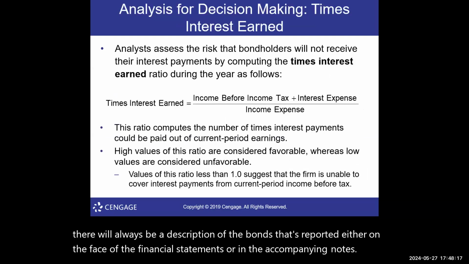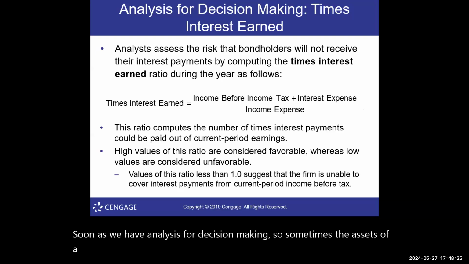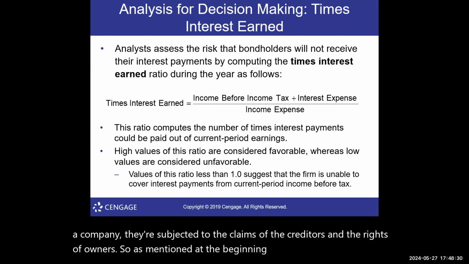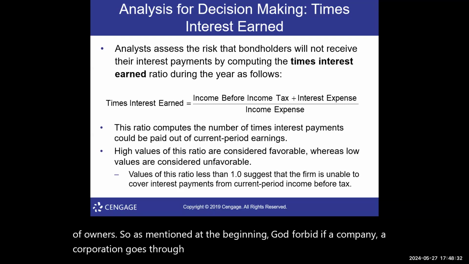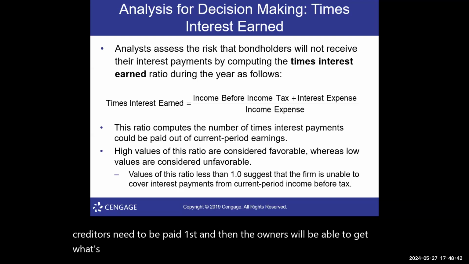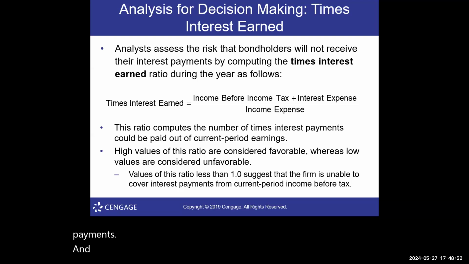So next we have analysis for decision making. Sometimes the assets of a company are subjected to the claims of the creditors and the rights of owners. As mentioned at the beginning, God forbid if a corporation goes through bankruptcy or liquidation, whatever they have, creditors need to be paid first, and then the owners will be able to get what's left, if anything. So as creditors, bondholders are primarily concerned with the company's ability to make its periodic interest payments and repay the face amount of the bonds at its maturity.